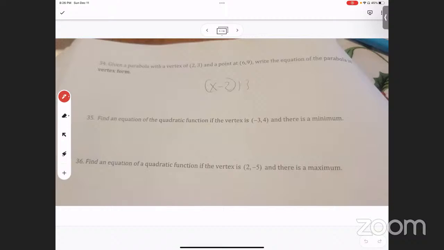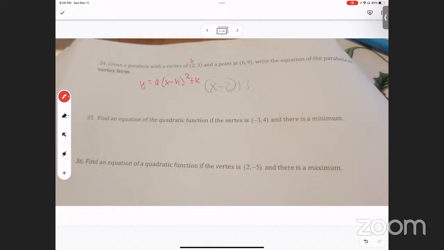So 34, which one do you want for this? Just 34, I guess. We can do the other two later. Given a parabola with a vertex, so this is your vertex and that's your point. Write the equation of the parabola in vertex form. Okay. So my vertex form is going to be this: y equals a times x minus h squared plus k, right? Yeah.